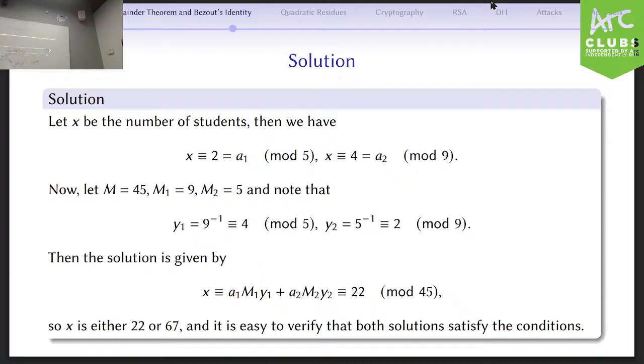Is it confusing why we randomly choose Y1, Y2 and stuff? Yes, okay. So just think about this number in general. Ignore the mod 45 for now. So let me just write it out. So A1, M1, what was it? Y1, plus A2, M2, Y2.